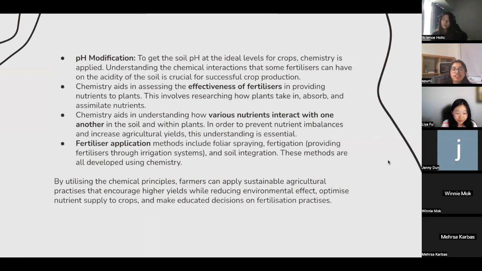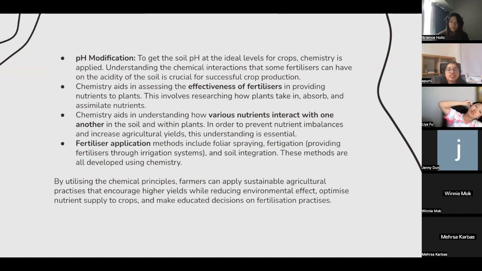Next is pH modification. So to get the pH at the ideal levels for crops, chemistry is applied. Understanding the chemical interactions that some fertilizers can have on the acidity of the soil is crucial for successful crop production. So creating a balance and not allowing one area to displace one area when trying to improve another area.